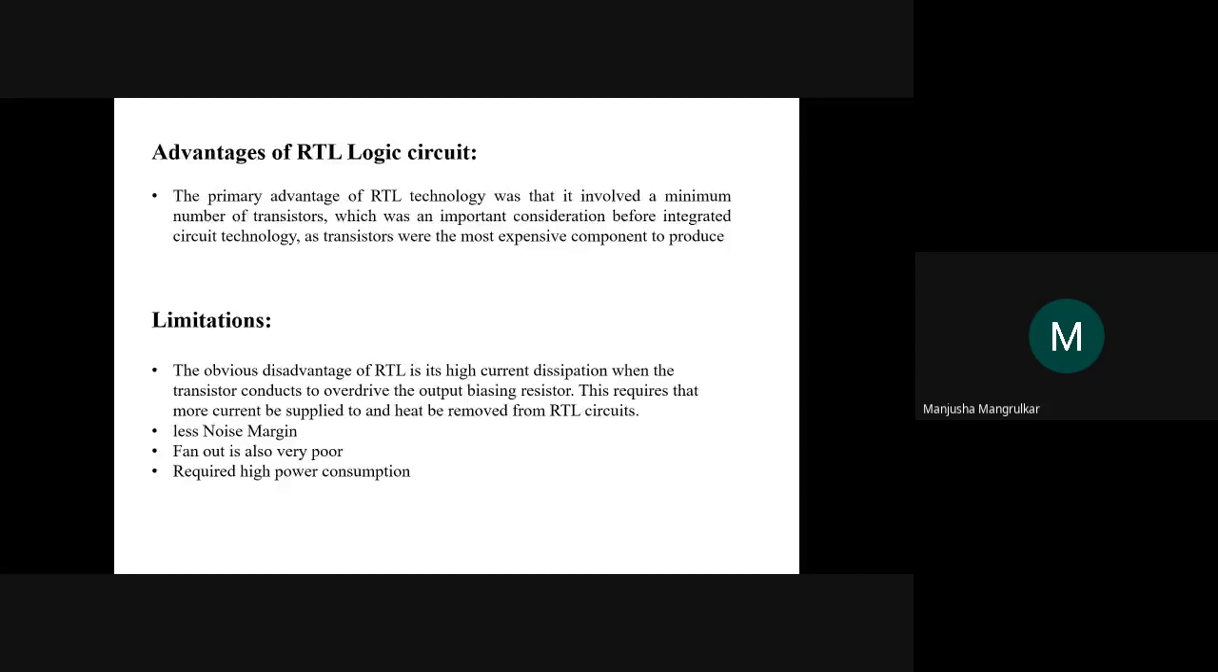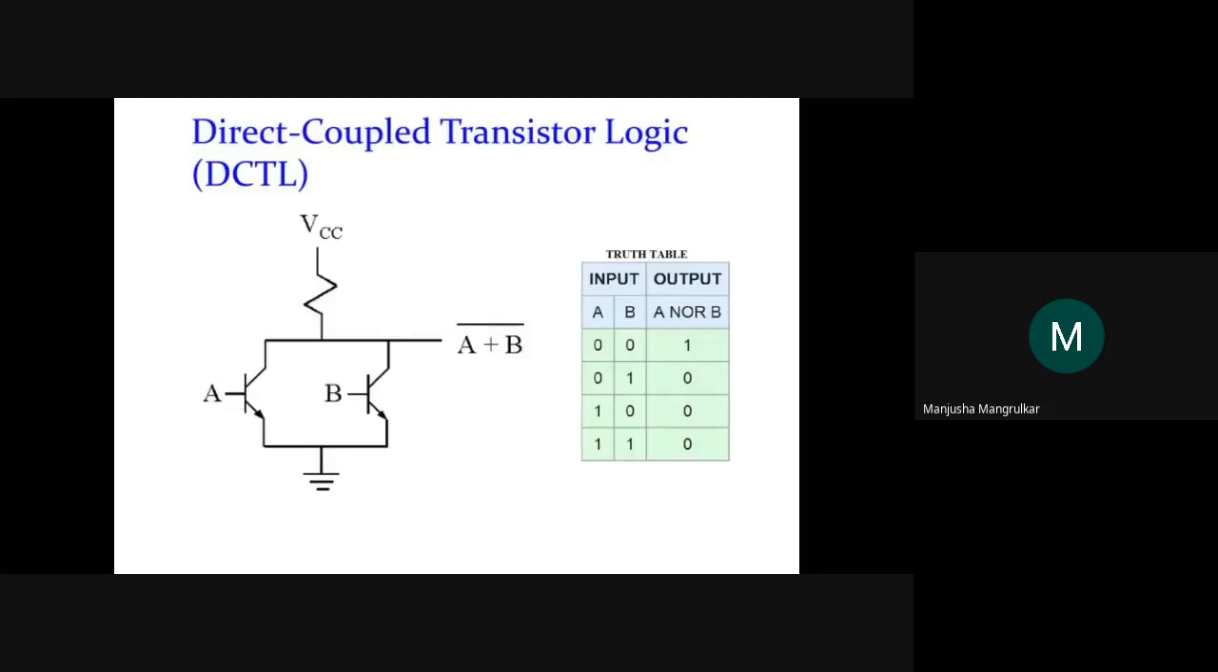Now next, it removes the resistor, that is direct coupled transistor logic. This is DCTL, meaning direct coupled transistor logic. In resistor transistor logic, there is a resistor at the base of the transistor. Now that is removed and the input is given directly. Still the noise margin is not improved because it is directly getting an input to the base of the transistor.